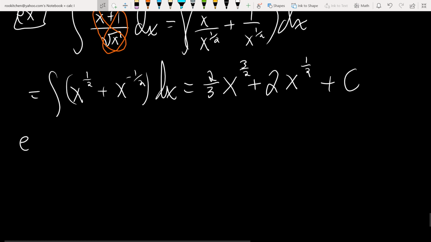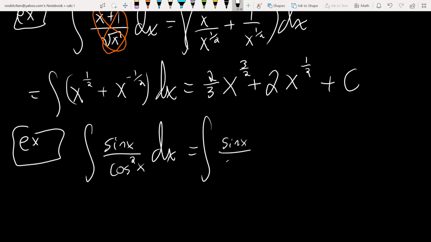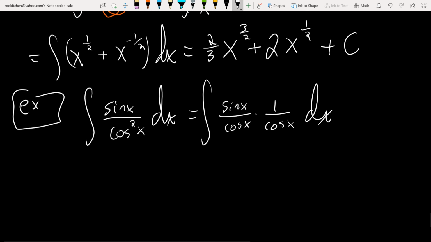Okay. Another one. Just doing a ton of examples here. Sine x all over cosine squared x dx. Again, I don't really know how to deal with a quotient at this point, so one trick is to just rewrite everything, right? So I'll have sine x over cosine x times 1 over cosine x dx. And then I could use my rules for trig identities. Sine over cosine is the same as tan, and then 1 over cosine is secant.